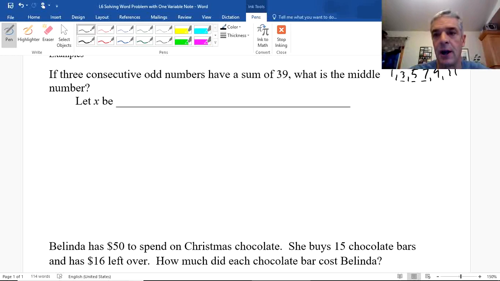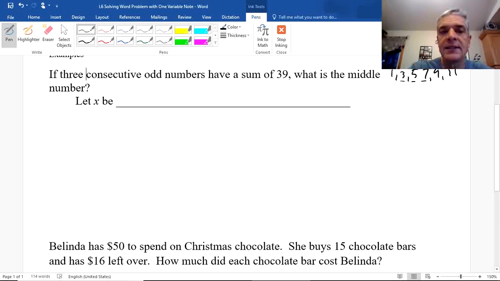But if we did use 3, 5, and 7, you can see 3 plus 5 is 8, plus another 7 is 15. And so that's not the correct 3 that we're looking for. But we can use this as an example to help us better understand how to solve it. Now, the question ultimately asks, what is the middle number?